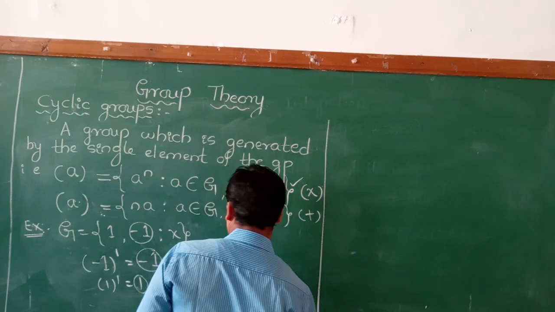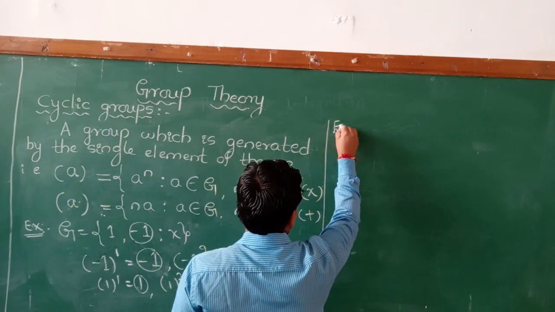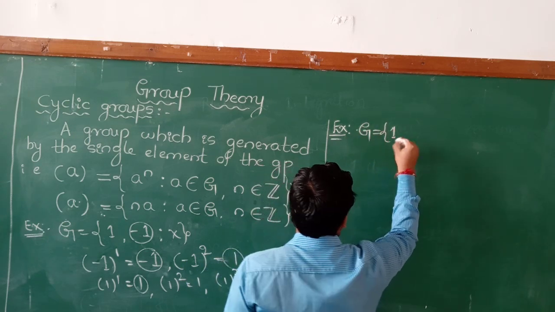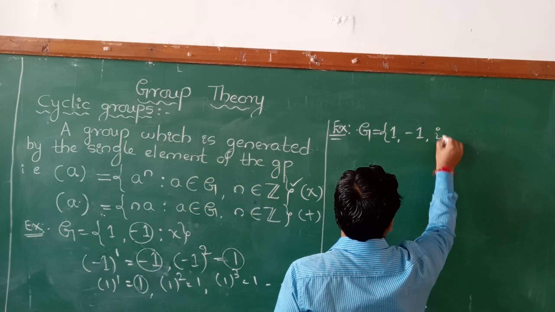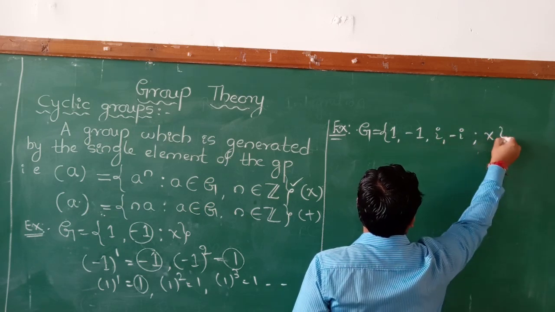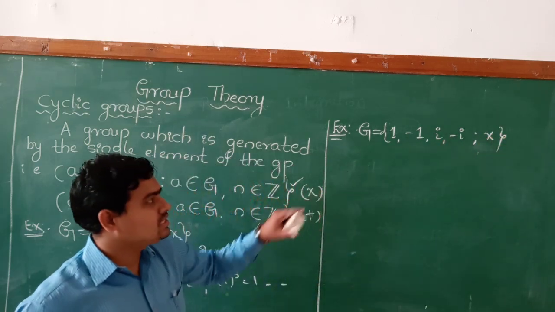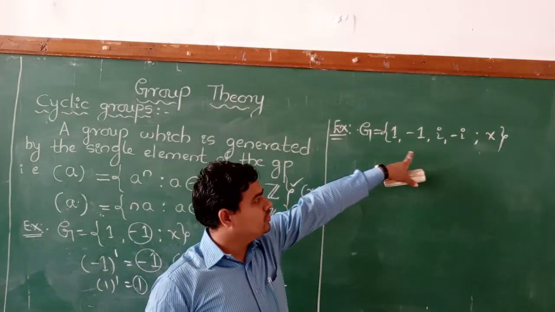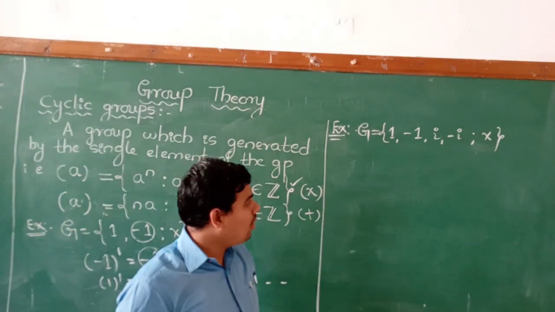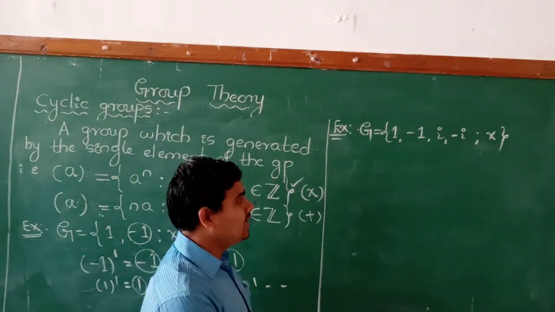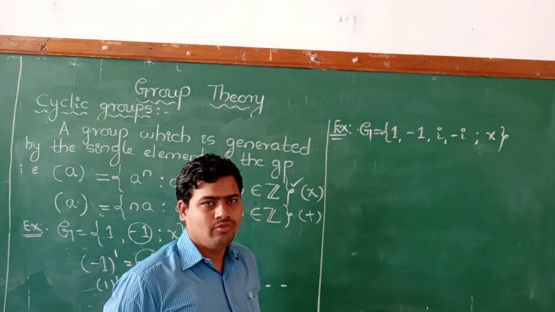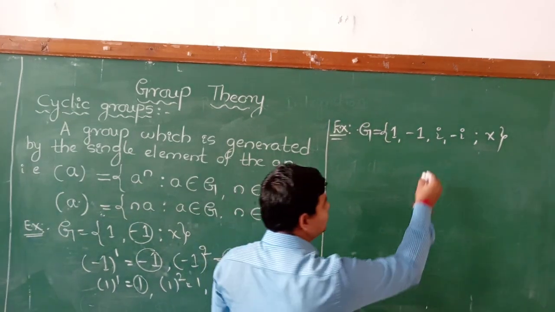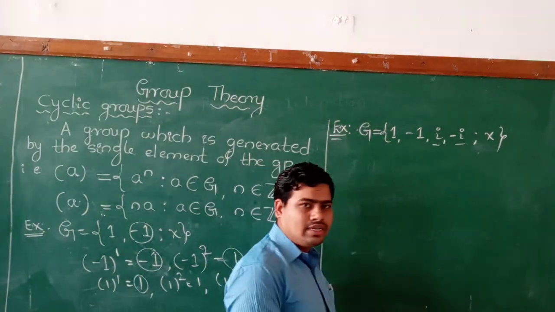Fourth roots of unity. I will take the fourth roots of unity. G is equal to {1, -1, i, -i} with respect to multiplication. This is also a cyclic group. Already you know this is a group with respect to multiplication. We call this a cyclic group because it contains generators. We need at least one generator, but this group contains two generators. One is i, another one is -i. Let's see how.